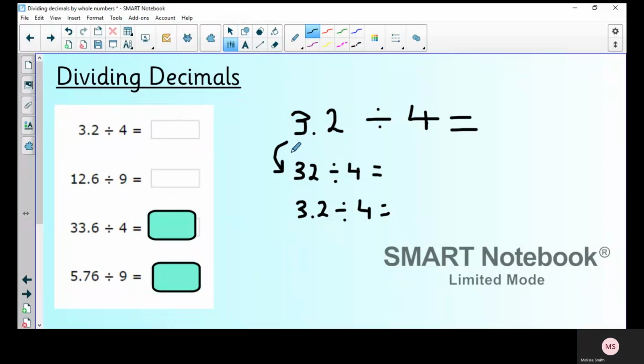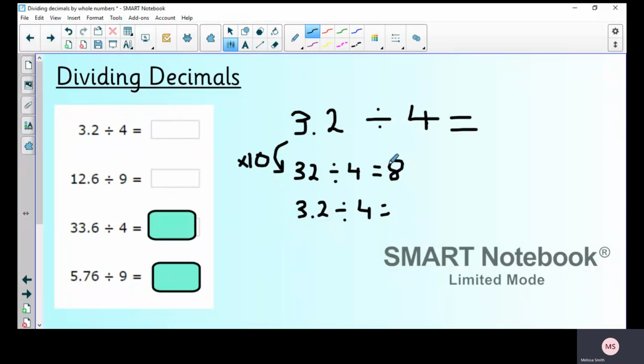How do I do that? What do I times 3.2 by to get 32? Times it by 10. There we go. So 32 divided by 4, easy. What is that? 8.